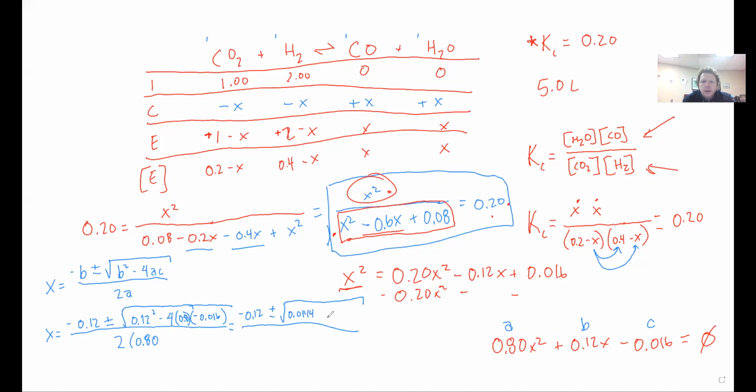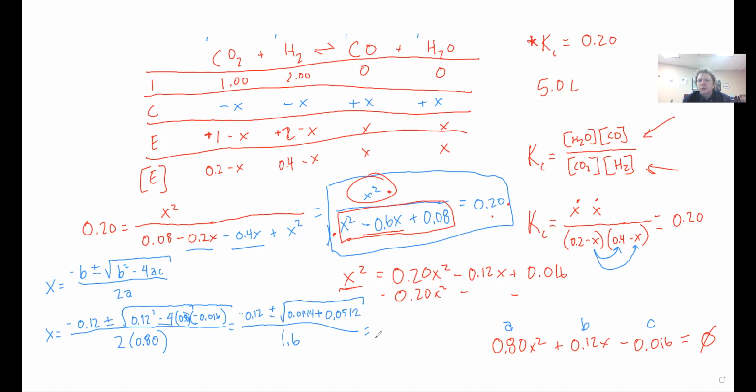Okay, subtract from that 4, and this would be a, well, you could say negative 4 times 0.8 times negative 0.016. And that would give you 0.0512. But since this is a negative value and this is a negative value, effectively this is going to be plus 0.0512 divided by 2a, which is 1.6.